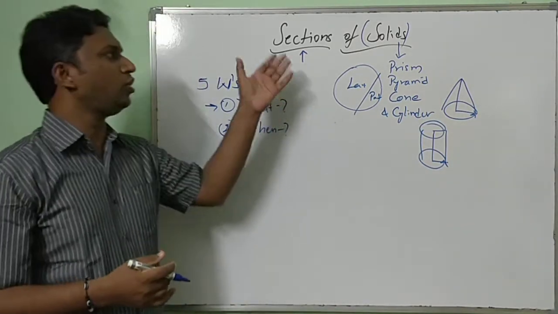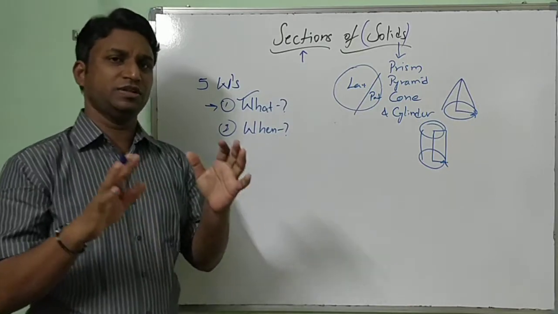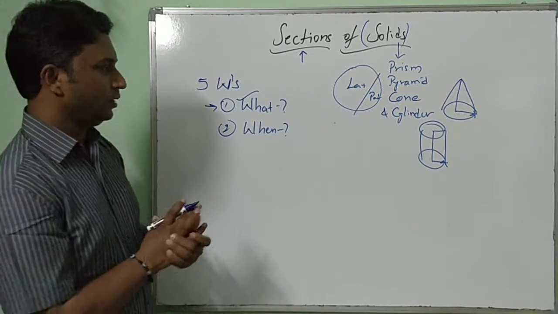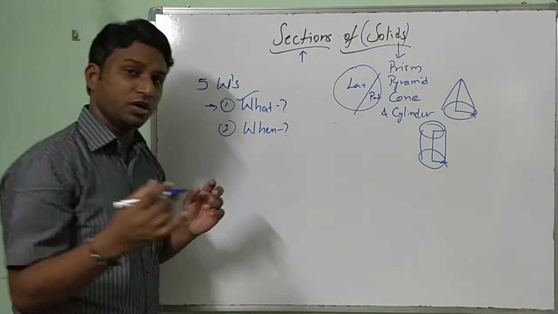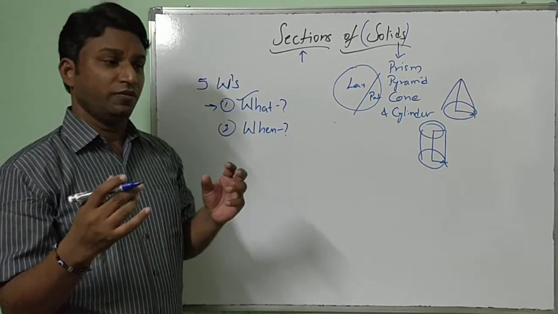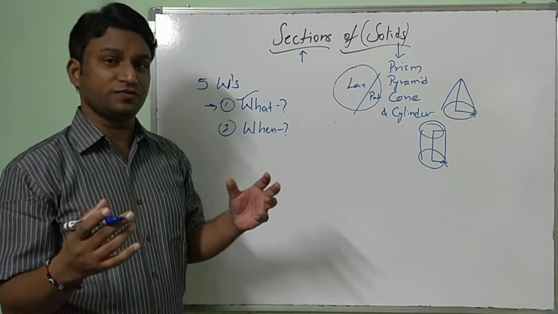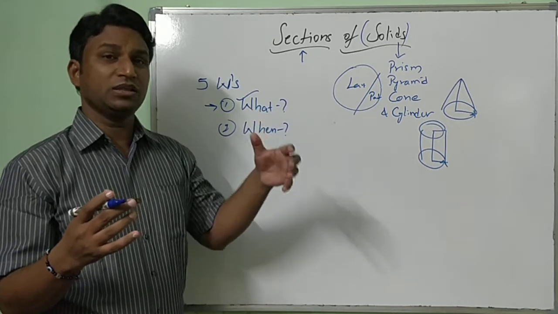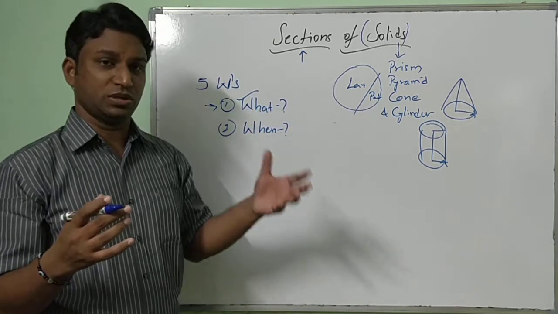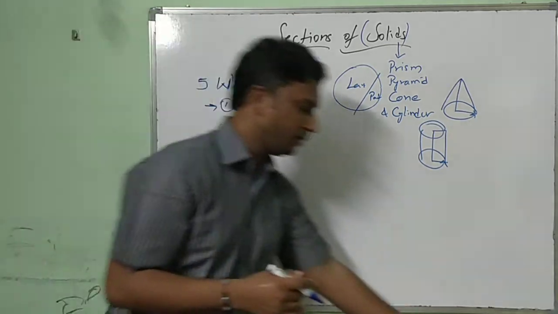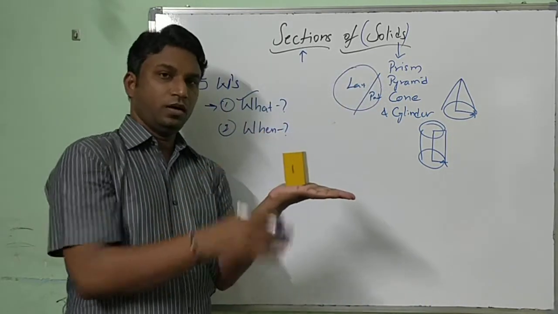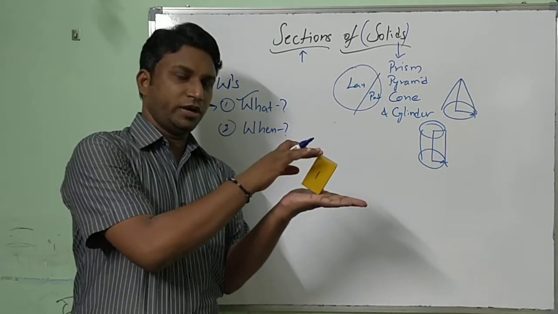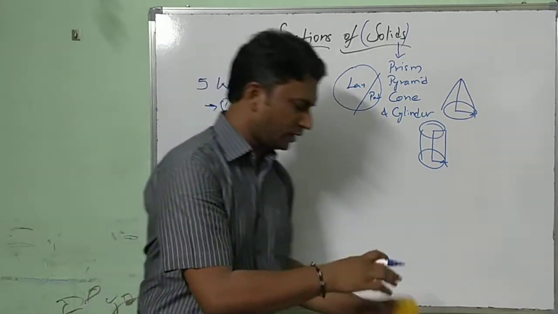When you have to know about these sections of solids, technically, you remember projections of solids. When we draw projections of solids, we take the solid objects at different positions, right? It may be on HP, inclined to HP, inclined to VP, etc., right?